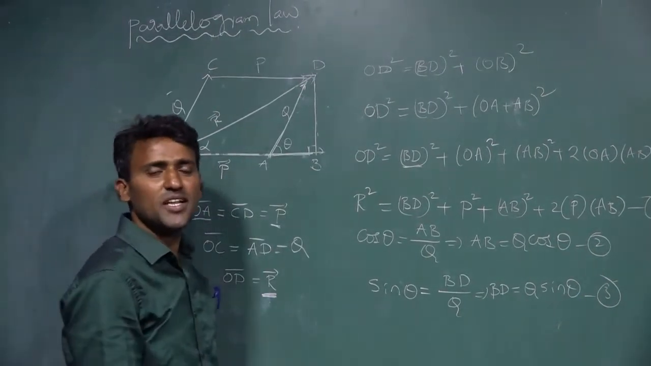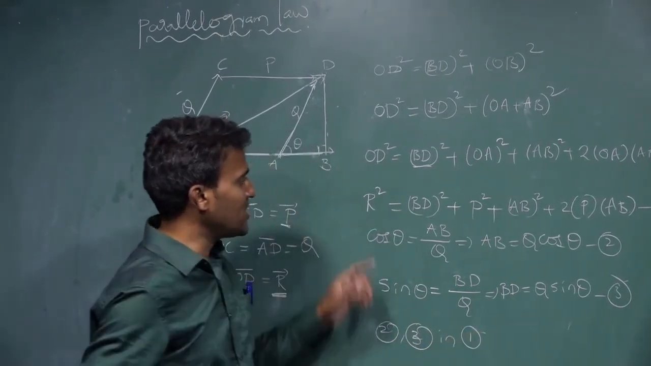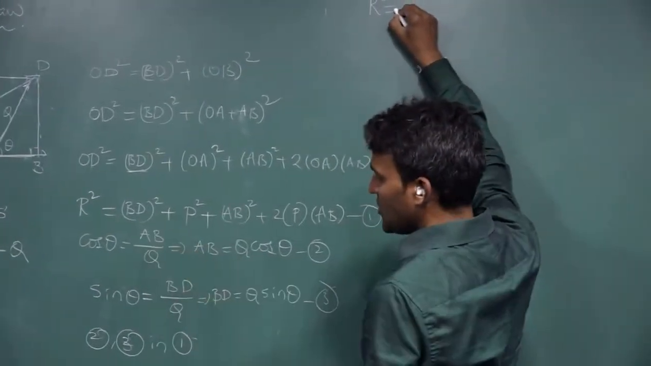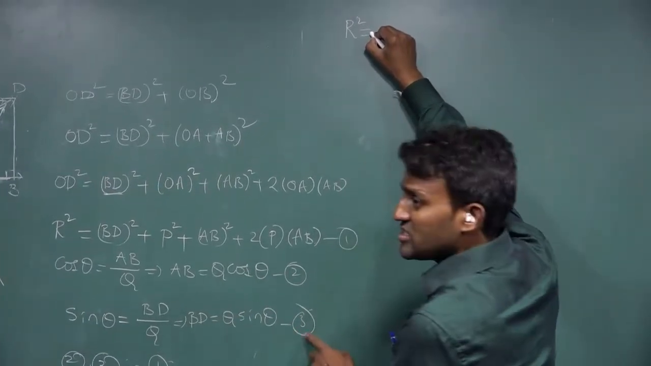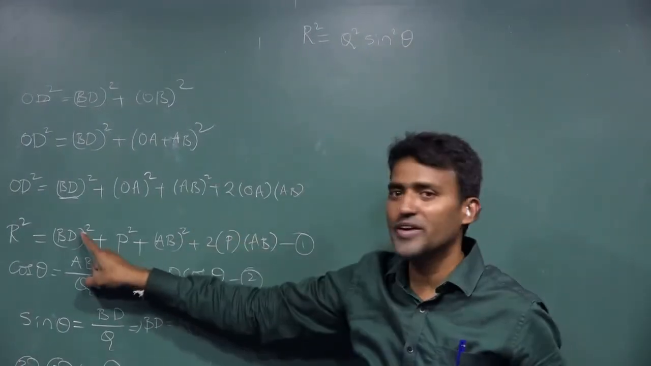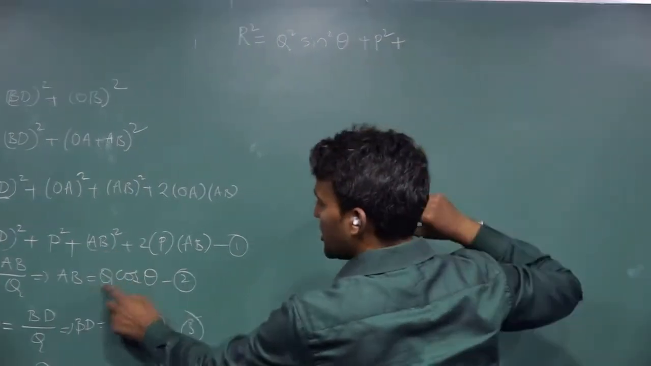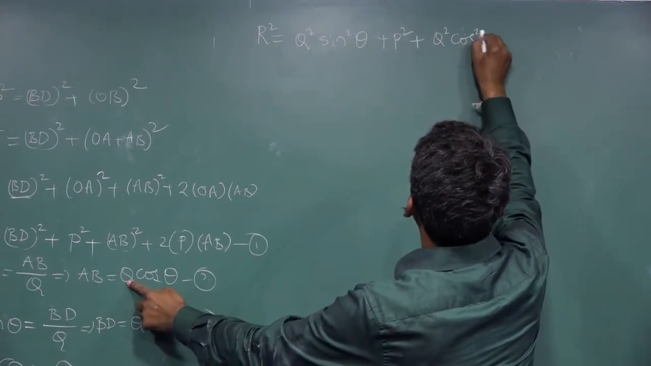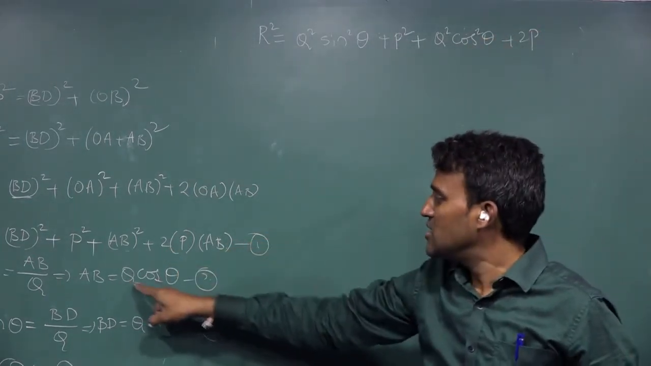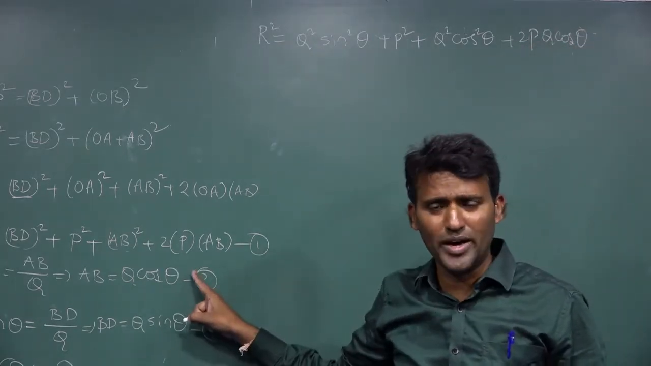Substitute equation 2 and equation 3 in equation 1. At that moment, R square is equal to, what is the BD value here? BD is equation 3. That you can write as Q square sin square theta, because the whole square is there, plus P square plus AB. What is AB, equation 2? That is Q square cos square theta plus 2P, AB is Q cos theta. I just substituted equation 2 and equation 3 in equation 1.